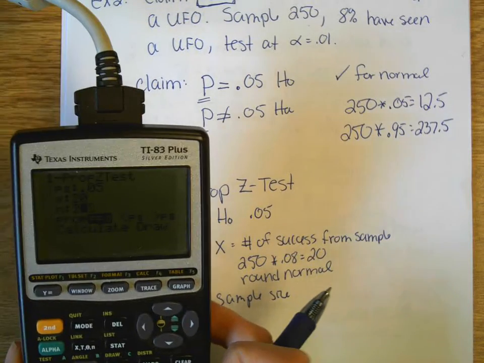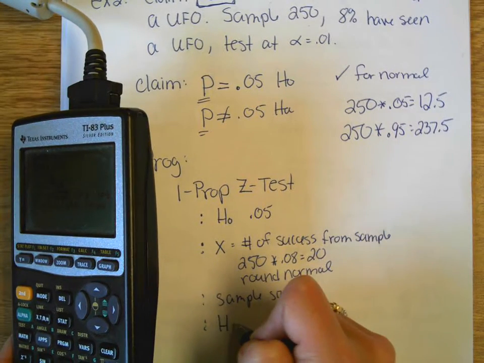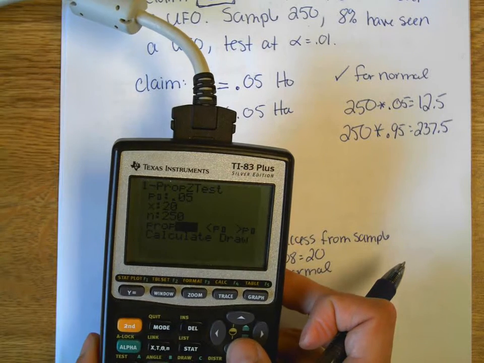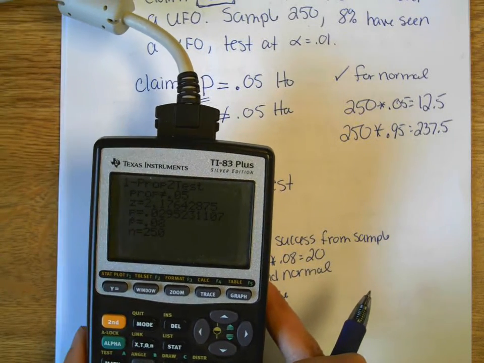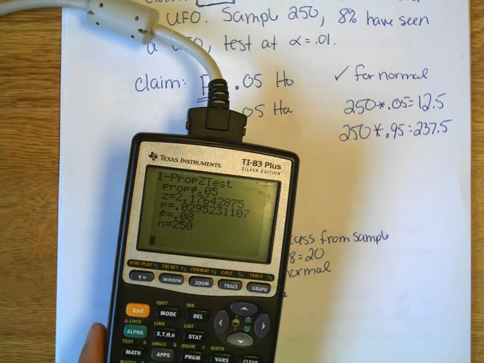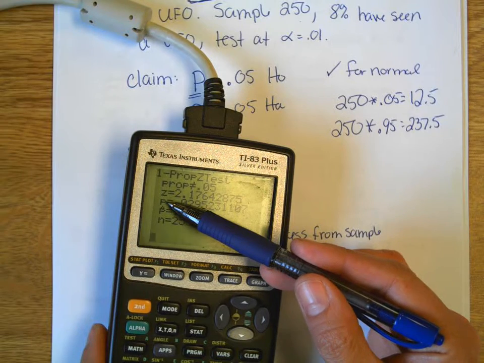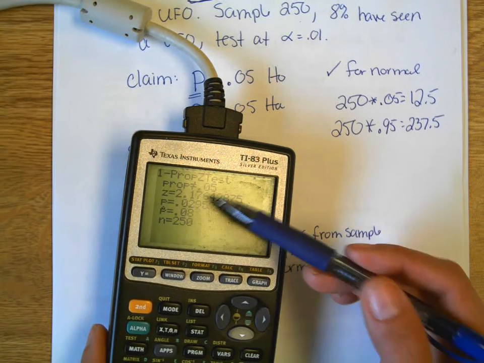What would we have, 250? And then it's the Ha sign, just like before. What sign do we have in our Ha? Not equal. And now we go down to Calculate. The same rules apply here as the other two programs. What's the one number I want off of the screen? The p, the regular p. The p value is the probability value of that sample.